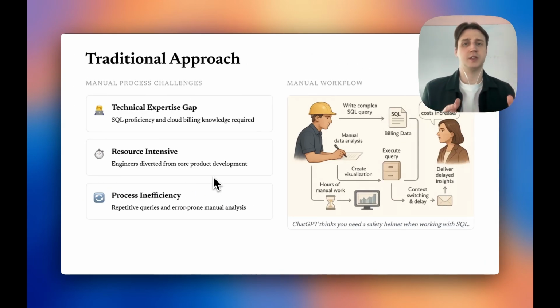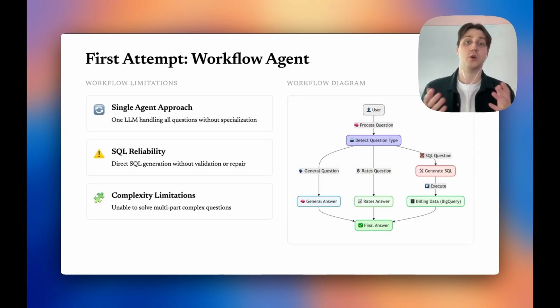Traditionally, cost analysis has been a very manual process with several challenges. First of all, there is a significant technical expertise gap. You need SQL proficiency and deep knowledge of cloud billing data models. This process is resource intensive and diverts valuable engineering time away from core product development. And there are inefficiencies of repetitive queries and error-prone manual analysis. And on the right side, you can see that even ChatGPT thinks that you need a safety helmet when working with SQL. Our first attempt at solving these challenges was the workflow agent.